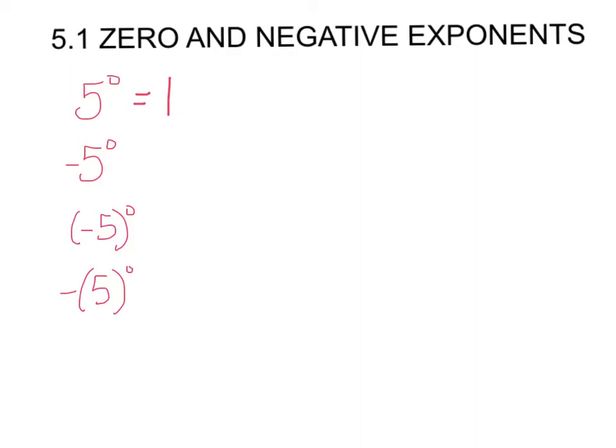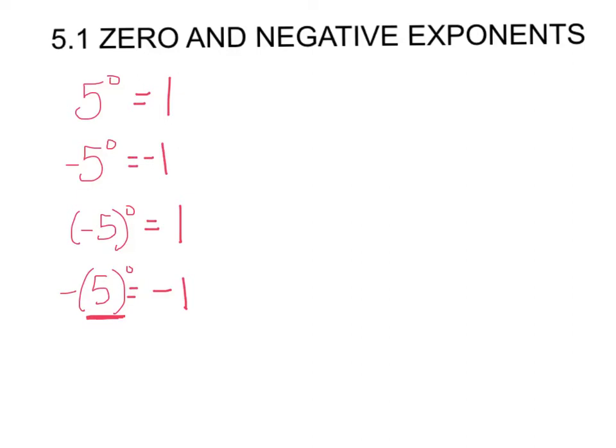Let's come back to it. The next one is negative 5 in parentheses to the power of 0. That will be 1. And the last one, the negative's on the outside, so 5 to the 0 power is 1, and the negative just comes over. So back to this one. This answer is negative 1.